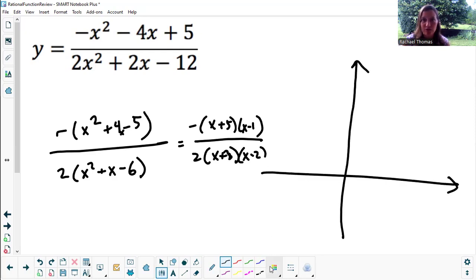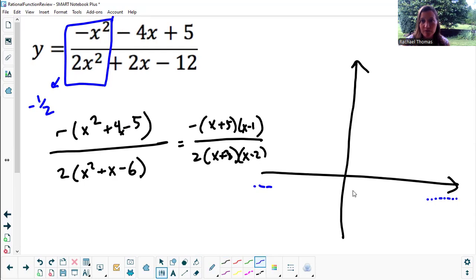Don't be afraid of the factoring. Go look for my other video about factoring if that's scary to you. End behavior simplifies to negative 1/2. So I've got y equals negative 1/2 as my end behavior. Just for funsies, I'm going to find my y-intercept. It's going to be negative 5/12, if I plugged in 0 for all the x's. That is slightly greater than negative 1/2. So there's my y-intercept. That's an interesting point to know.